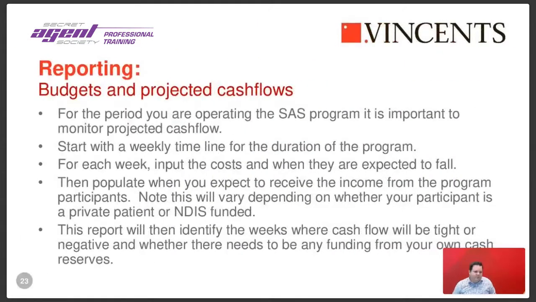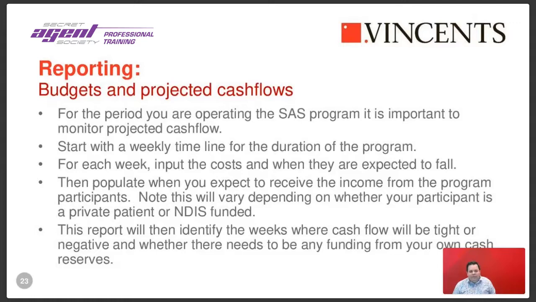So in terms of budgets and projected cash flows, for the period you're operating the Secret Agent Society program, it's important to monitor the projected cash flow. So start with a weekly timeline for the duration of the program, whether it's the 13 or the 23 week program, and then each week input the costs and when they're expected to fall. So you at least know over the next 3 months when the costs are expected to come out of your bank account.